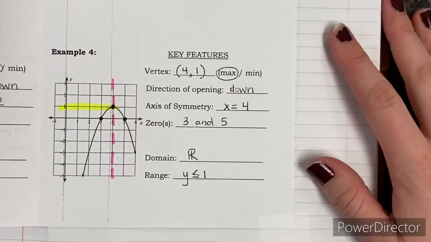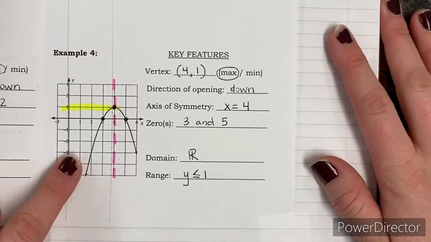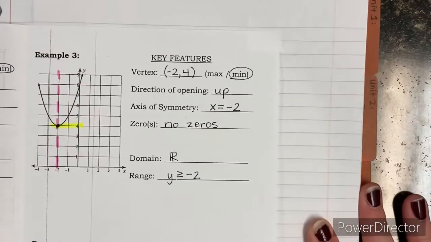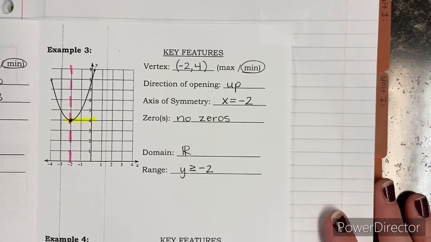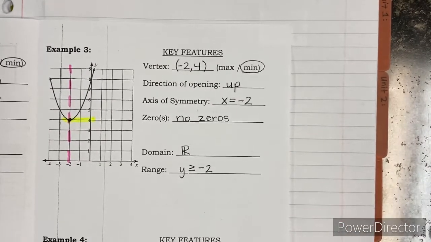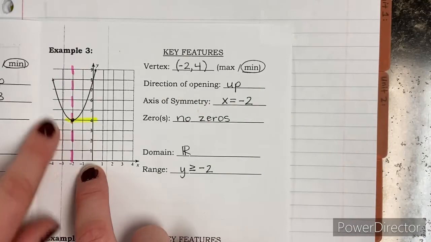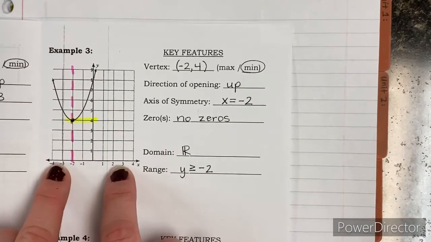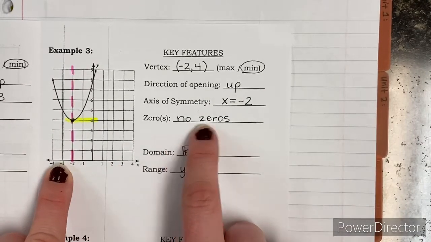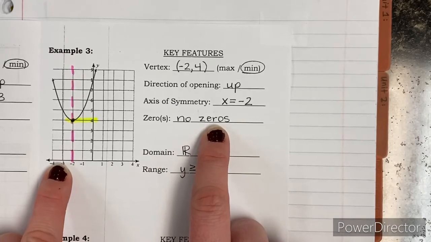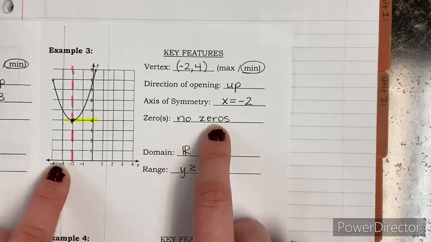Okay, as promised, I'm going to show you the correct answers. So here's example 4. That one we did together. Here's 3. The only thing that I want to point out about example 3 is this graph actually does not cross the x-axis at all, so you have to make sure that you actually write out no zeros. We cannot use the number 0, so make sure you write it out.